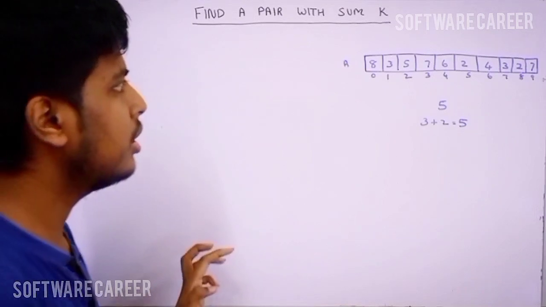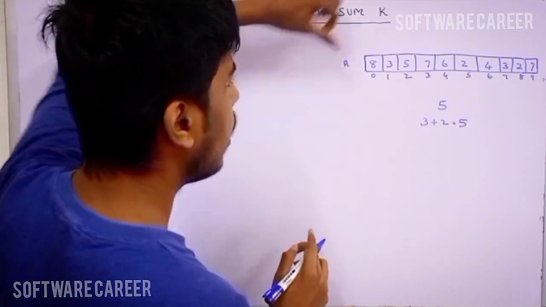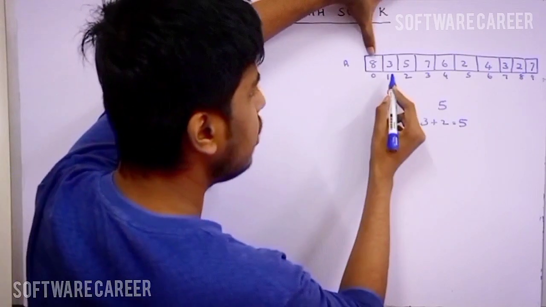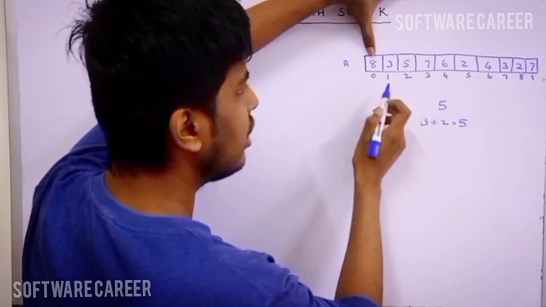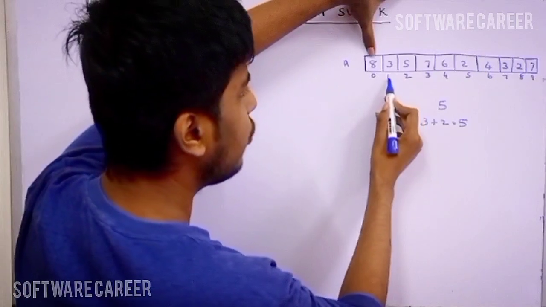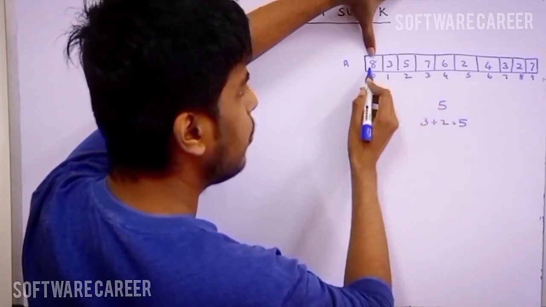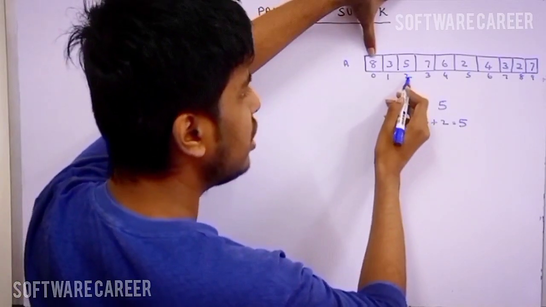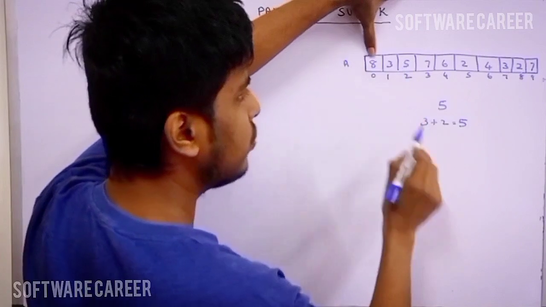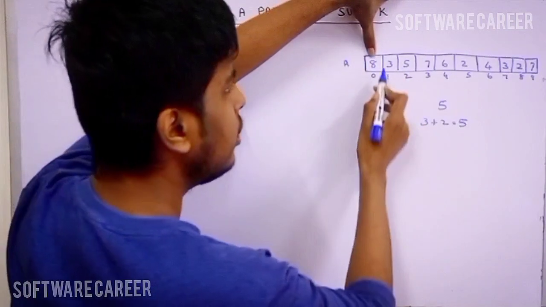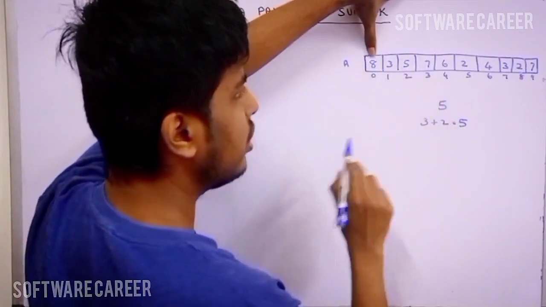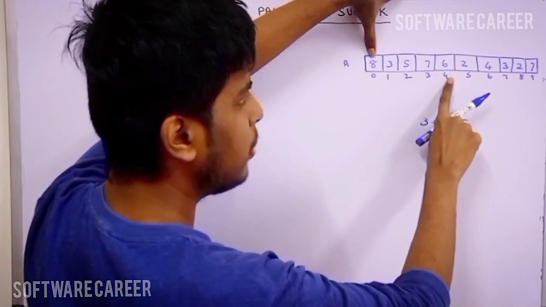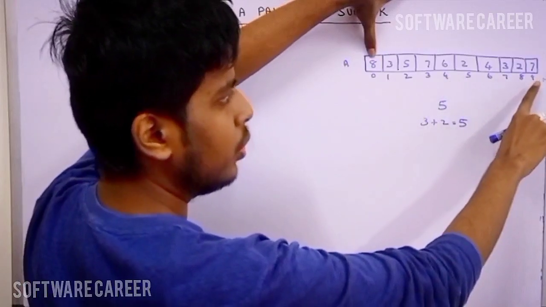Now I'll explain the steps. I am fixing i at value 8, and j at index 1. I am traveling from 1 to 9. I compare whether 8 plus 3 is 5 or not. No, so I move j to 2. Then I compare 8 plus 5, whether it is 5. No. Then 8 plus 7, no. Then 8 plus 6. Like this I will go till the last.